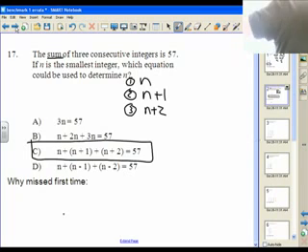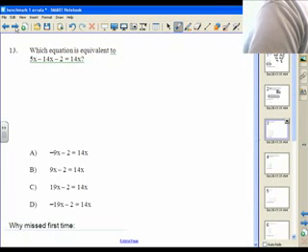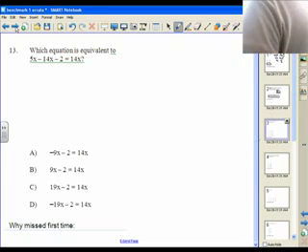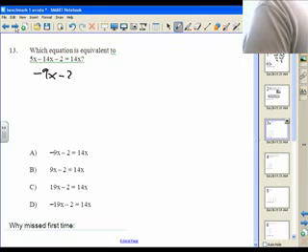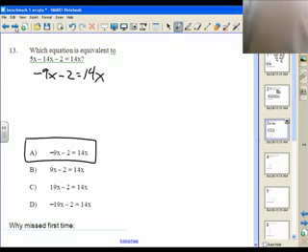All right. Next one. Which equation is equivalent? Now notice all of them end in 14x. So do we have to do anything to the 14x side? No, we're just evaluating this. And so we're going to do the subtraction. What's 5x minus 14x? Negative 9x minus 2 equals 14x. So the answer is letter A.